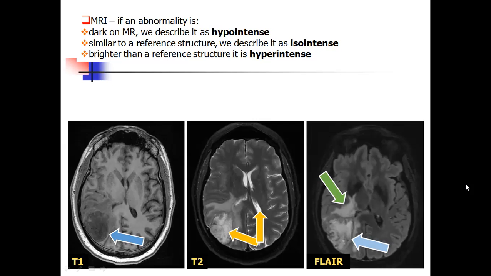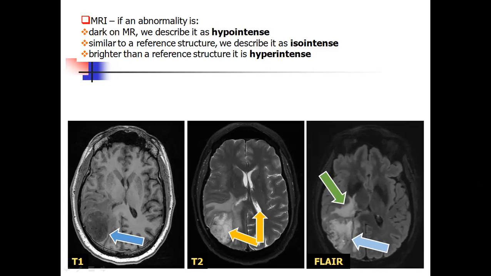MRI. If an abnormality found on MRI is dark, we describe it as hypointense. If the anomaly is similar to a reference structure, we describe it as isointense. And at last, if it is brighter than a reference structure, it is hyperintense.